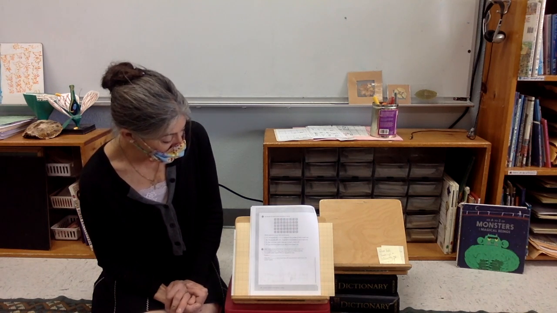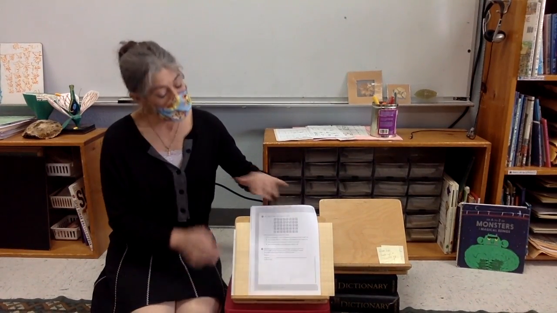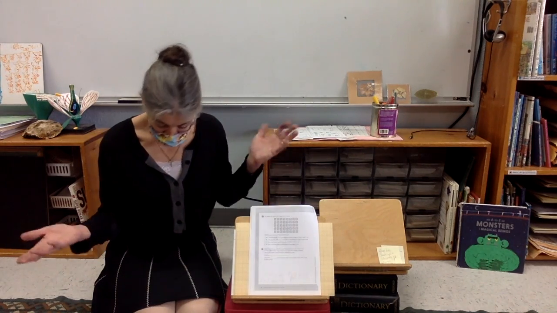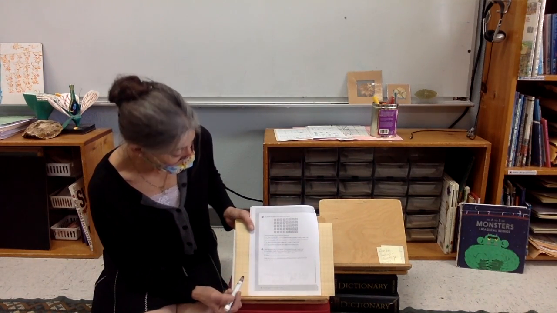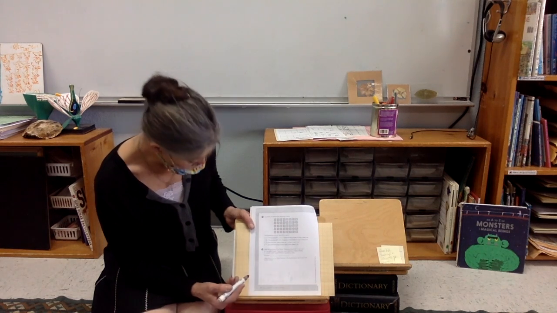A, the equation 40 divided by 10 equals 4 represents the number of chairs in each row. Not in this case, only if he had placed them differently. But he did 5 rows of 8, so we cannot pick that one. He could have done it, but he didn't. B, the equation 40 divided by 8 equals 5 represents the number of chairs in each row. That one's true.